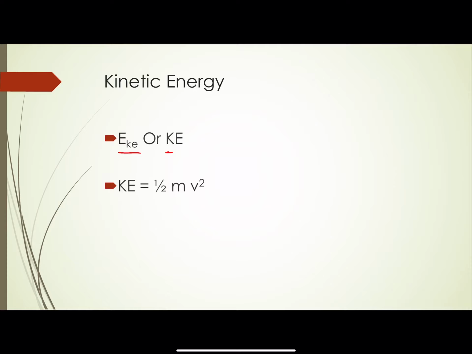EKE or KE, the units are joules. The equation is KE equals a half mv squared. It's for an object moving with a velocity v. The faster the object's moving, the more energy it would have. Also, the more mass it has, moving at the same velocity, the more energy it would have as well. So the two terms are mass, which is in kilograms, and velocity, which is in meters per second.